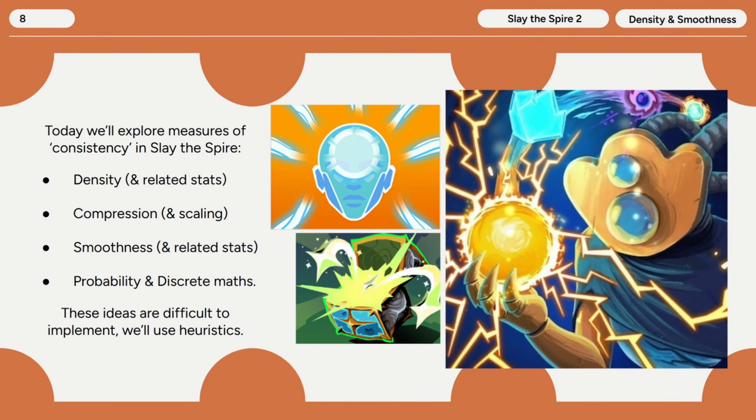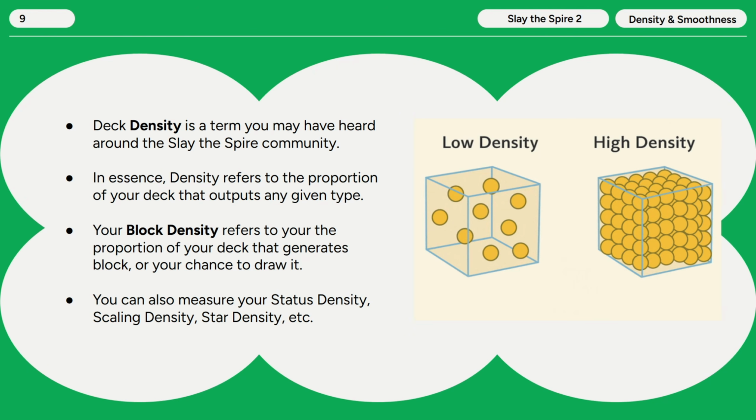Just to, I suppose, return to the start, we'll be talking about density and related statistics, which is a deck building statistic. We'll be talking about compression, which is a gameplay statistic, and we'll be talking about smoothness, which is a draw and deck order statistic. So yes, we will talk a lot about probability and a lot about discrete maths here as well. Let's get stuck into the main body though.